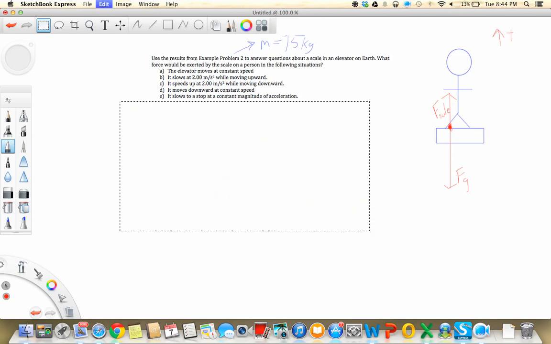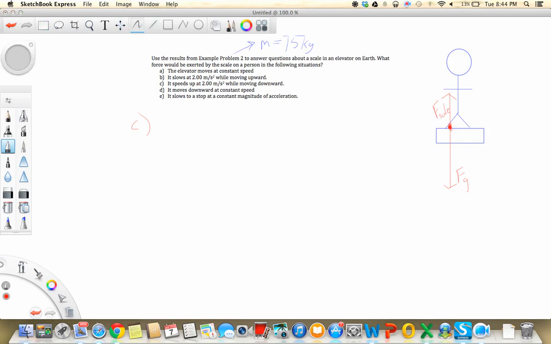Alright. Next step, part number C. Here, because we're moving downward, I'm going to change what is positive. It really helps a lot if you make positive the direction you're traveling in.